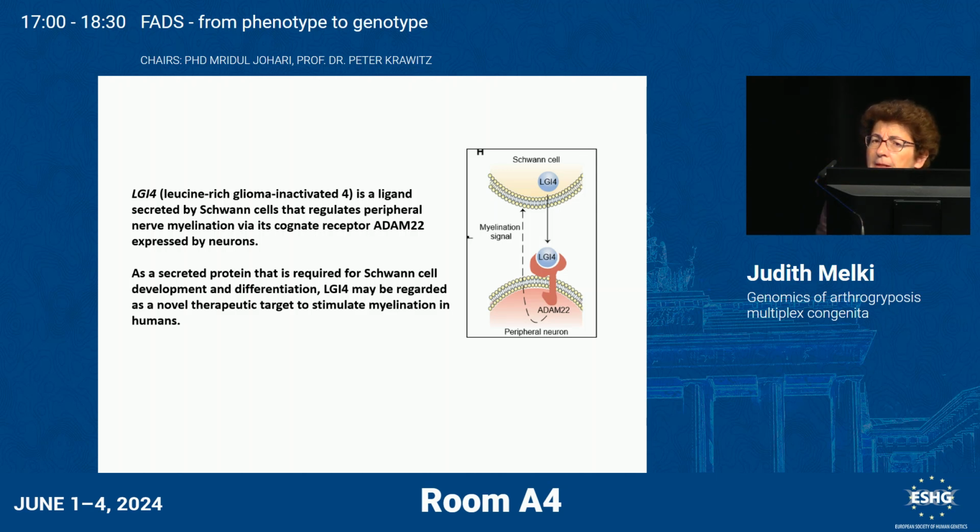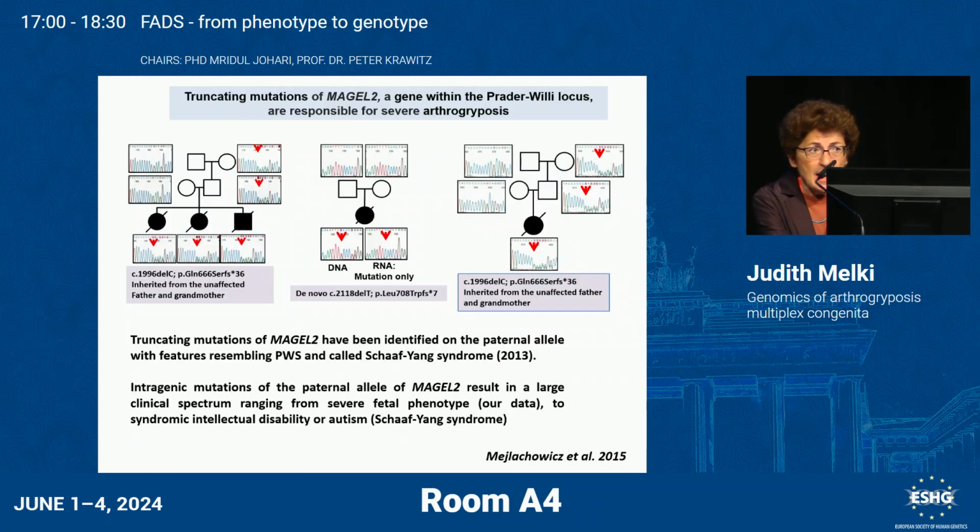So LGI4 is a protein expressed by Schwann cells and secreted by these cells, and this protein will link to ADAM22 in the peripheral neuron, and it's the clear myelination signal. That means that LGI4 could also be regarded as a novel therapeutic target to stimulate the myelination in humans.